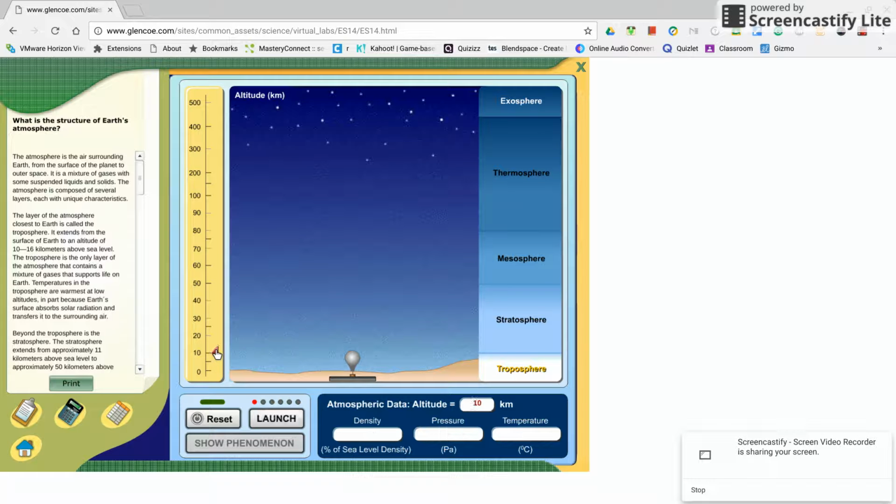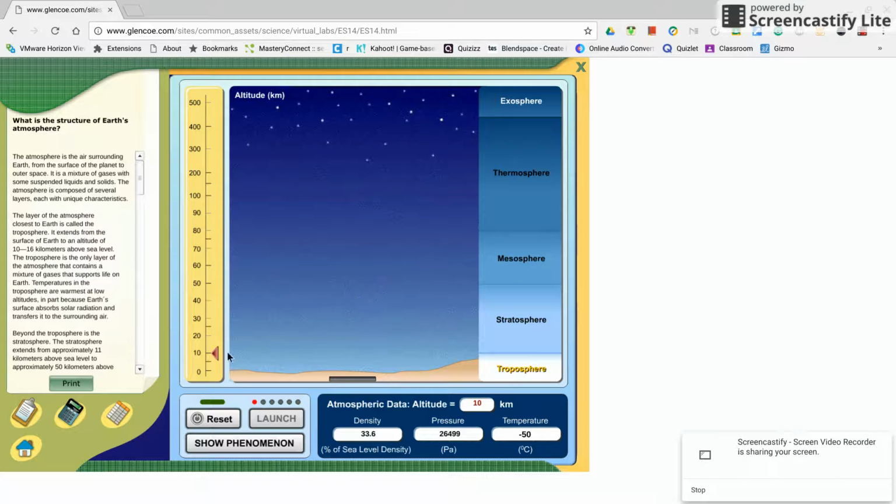So if I were to launch our weather balloon right here, reset, and I'm going to move up to about 10 kilometers above the ground. I'm going to launch that weather balloon and see what happens. Okay. You can see that the weather balloon went up into the stratosphere, almost into the mesosphere, before it had so little pressure on it that it was able to expand and actually burst.